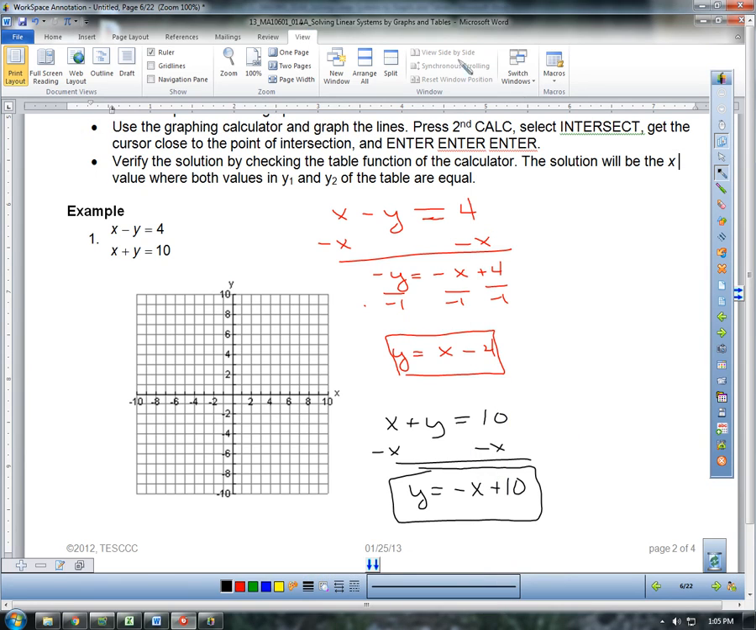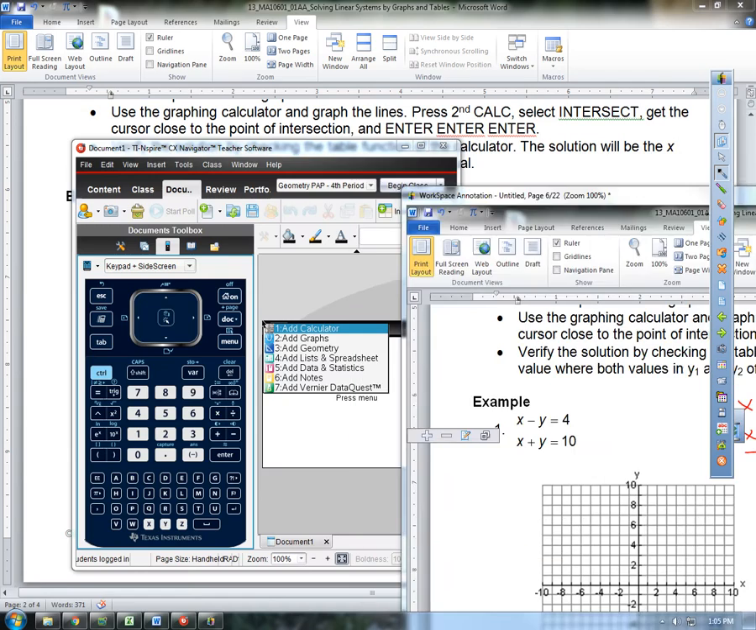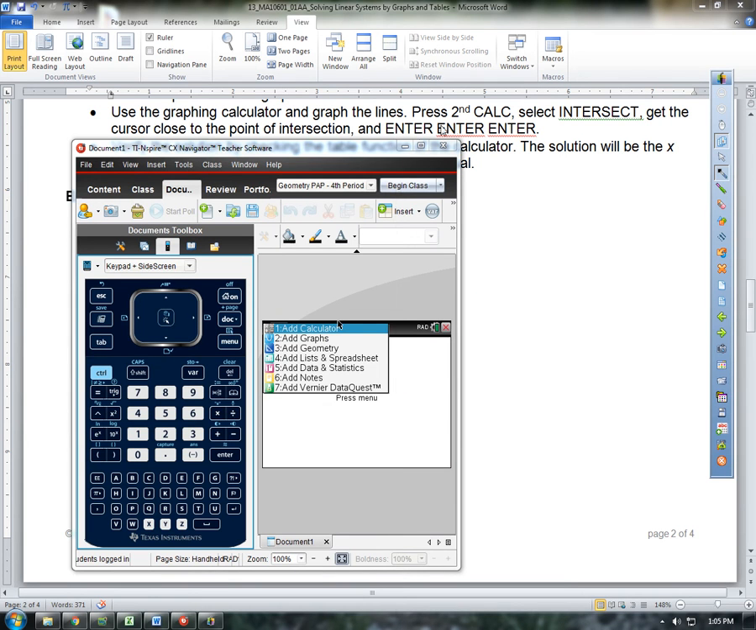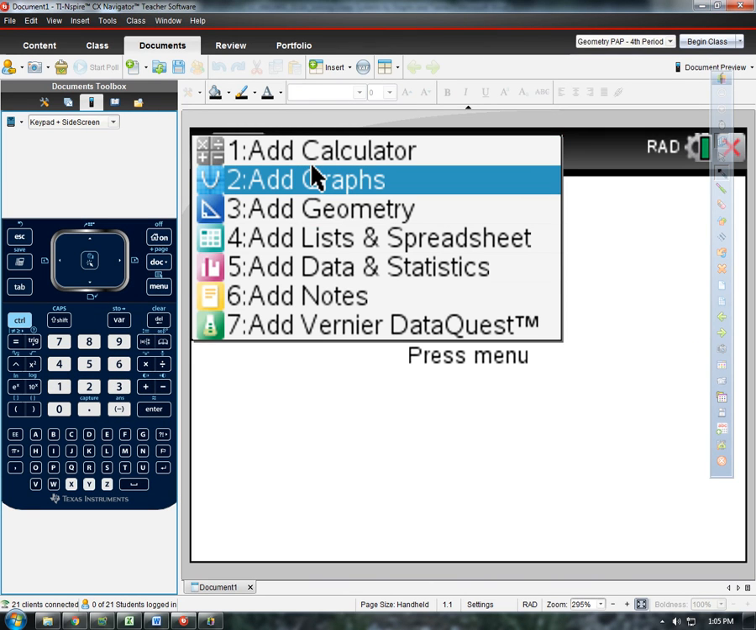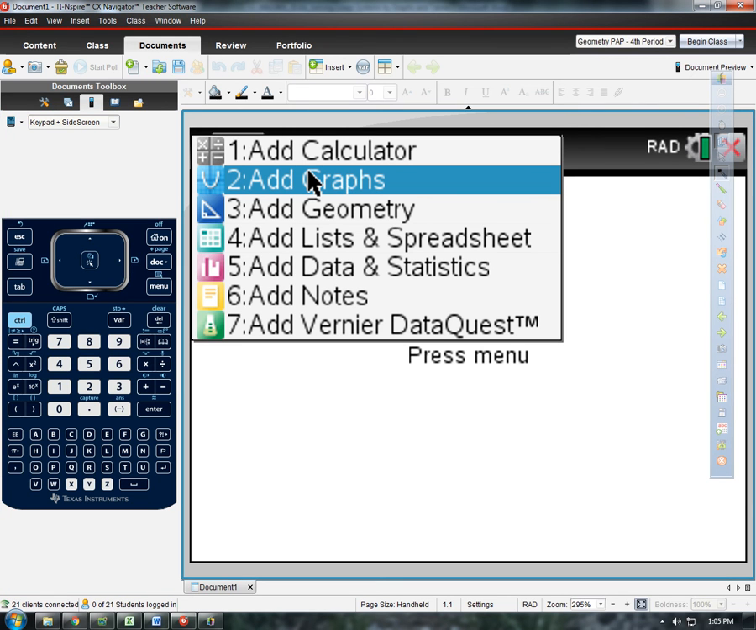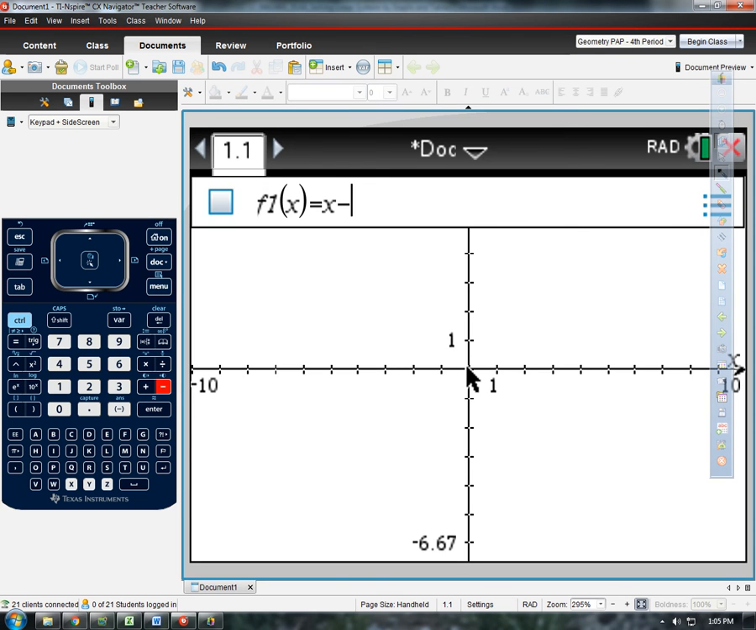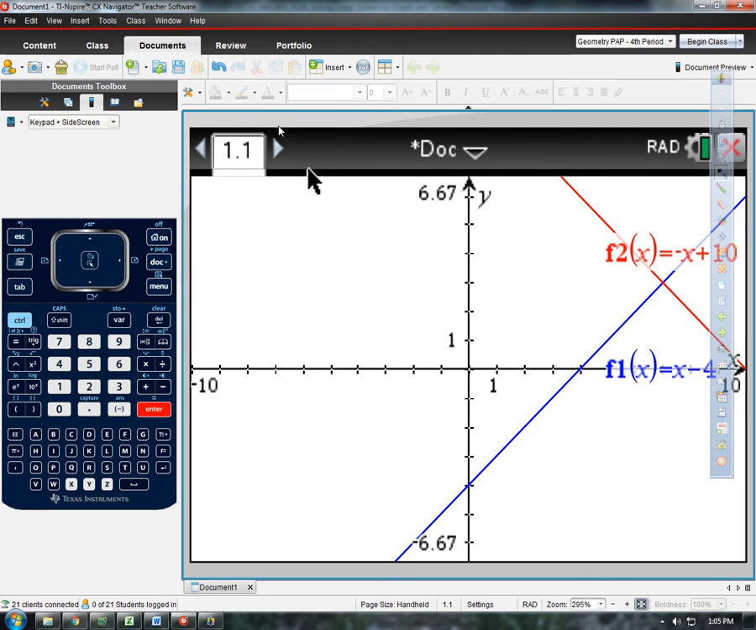Give me a second while I switch things out here. Okay. What you're going to do is you're going to go to Add Graph, and you're going to put equation 1 in, which we said was x minus 4. Okay? Then you're going to push down so that you have a second entry line, and we said that the other line was negative x plus 10. Okay, so now I have both things graphed on my calculator. What's nice about the calculator is it will get you an exact coordinate for this intersection.